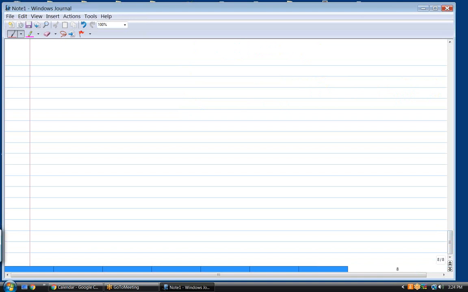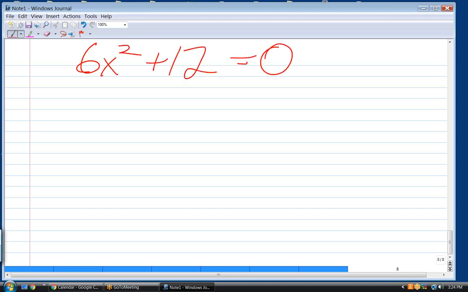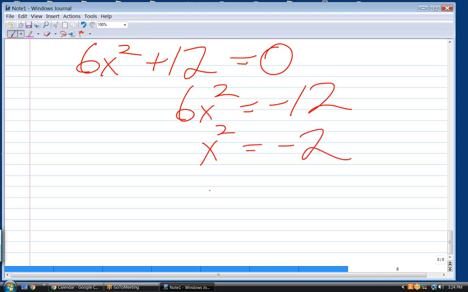What else, Taylor? I have another one. 6x squared plus 12 equals 0. What's the next line? Minus 12. So then it would just be 6x squared equals negative 12. Divide both sides by 6. x squared equals negative 2. Then it will be x equals plus or minus square root of 2 times i.